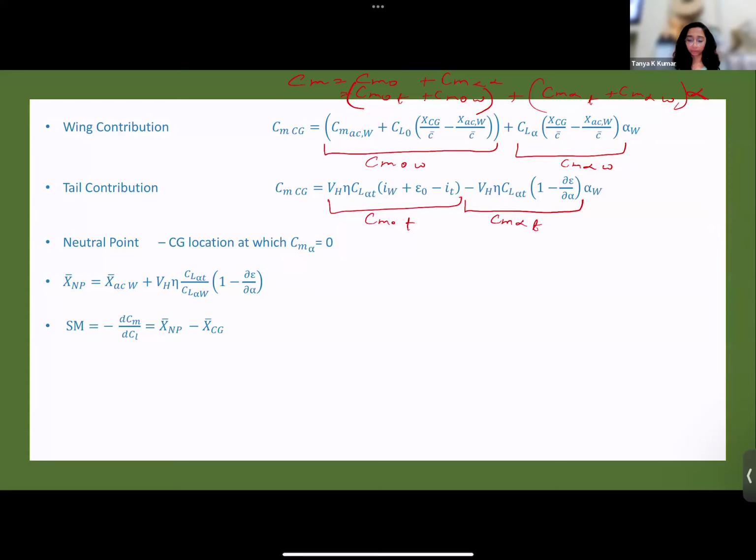All right. So we can see the CM naught contribution of the wing has two terms. One is CM AC wing. What was CM AC wing? Where did it come from? Is it constant? Is it varying? What are the typical values? Where did CM AC wing come from?